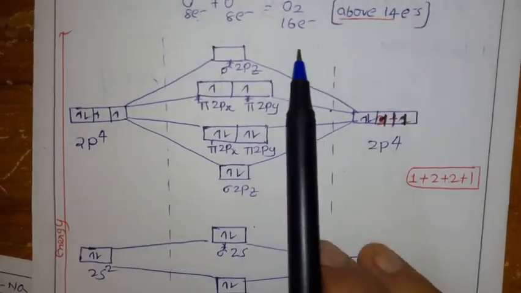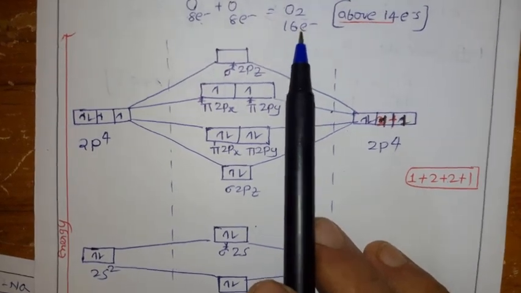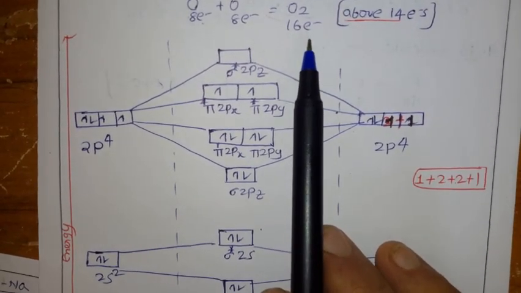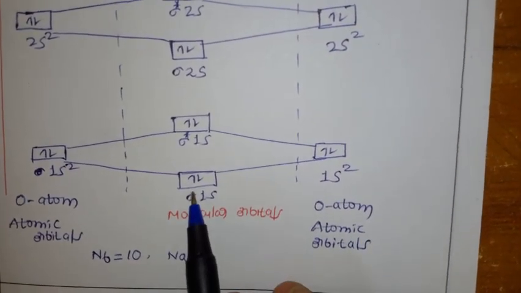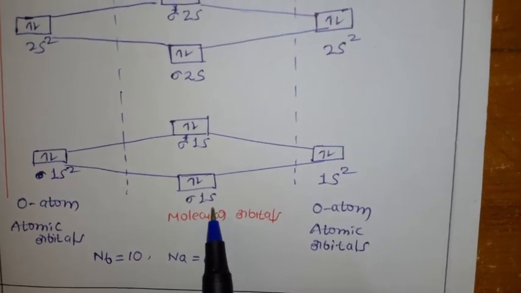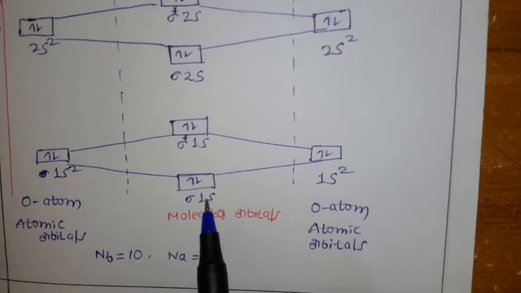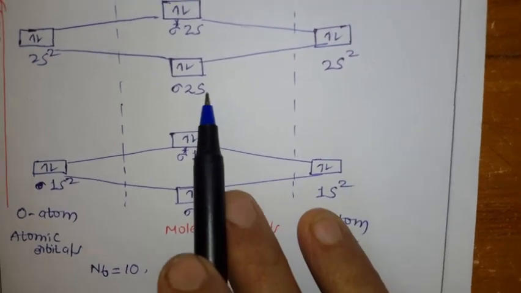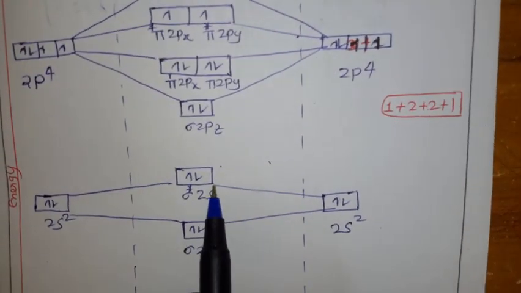Now, what happened? Total how many electrons do we have? 16 electrons. Now these 16 electrons we have to fill one by one. So total here, sigma 1s is lowest energy, you have to fill it first. So 2 electrons, 2 electrons, 4, 5, 6, then 7, 8, over.